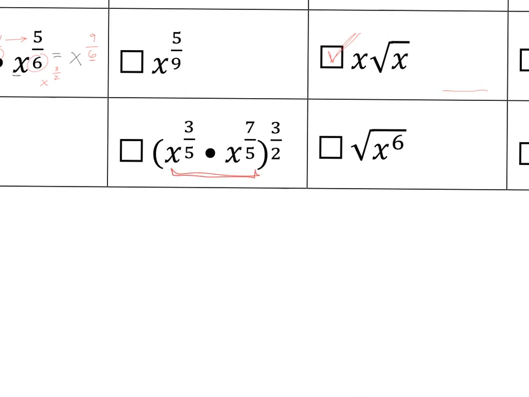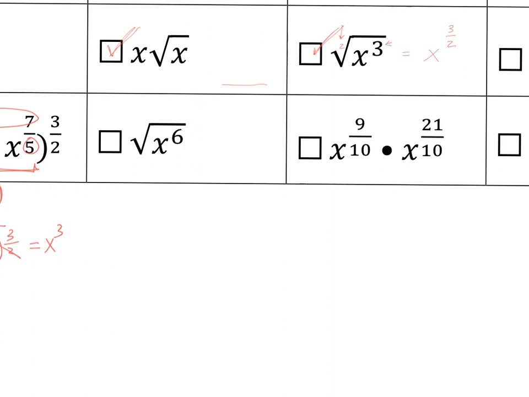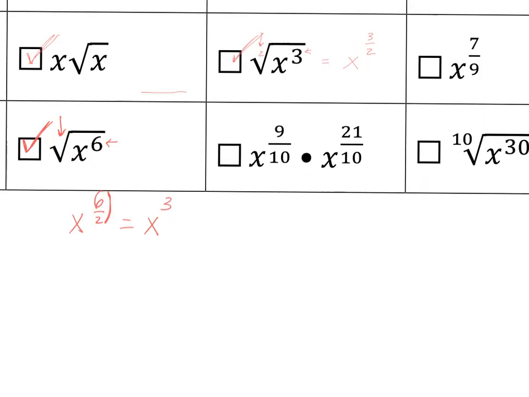I think I'm going to add these together first. I've got x. I need common denominators because I'm adding exponents. I already have it, so I'll keep that 5 on the bottom. And then on the top, I've got 3 plus 7, so that's 10. That means inside the parenthesis, if I reduce that, I've got x squared, and then I've got to times that by 3 halves. Again, I get x to the 3rd, so I'm going to check that box. X to the 3rd is there as well. For this one, if I wrote it in exponential form, I've got my base of x, my power of 6 over my index of 2. If I reduce that, 6 divided by 2 is 3, so this is really x to the 3rd. Nice, I can check that box.